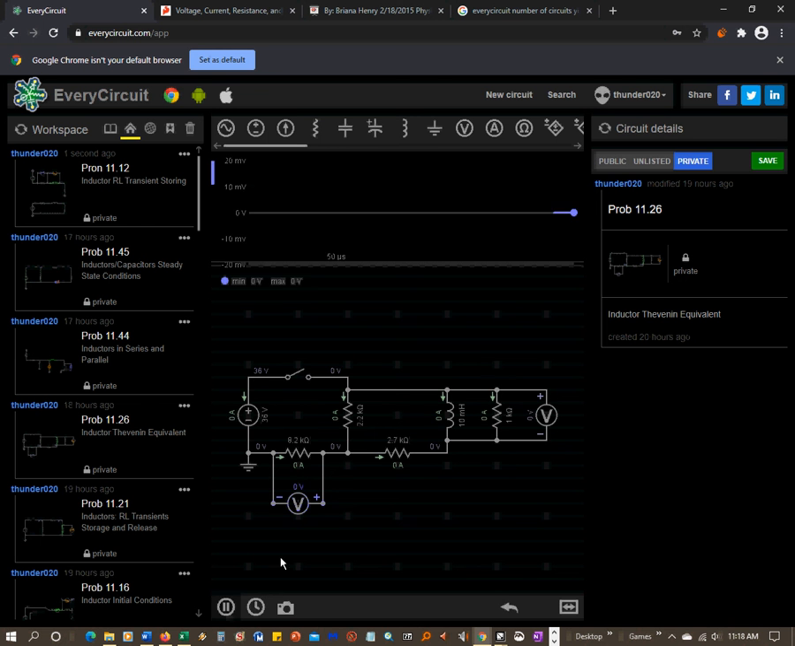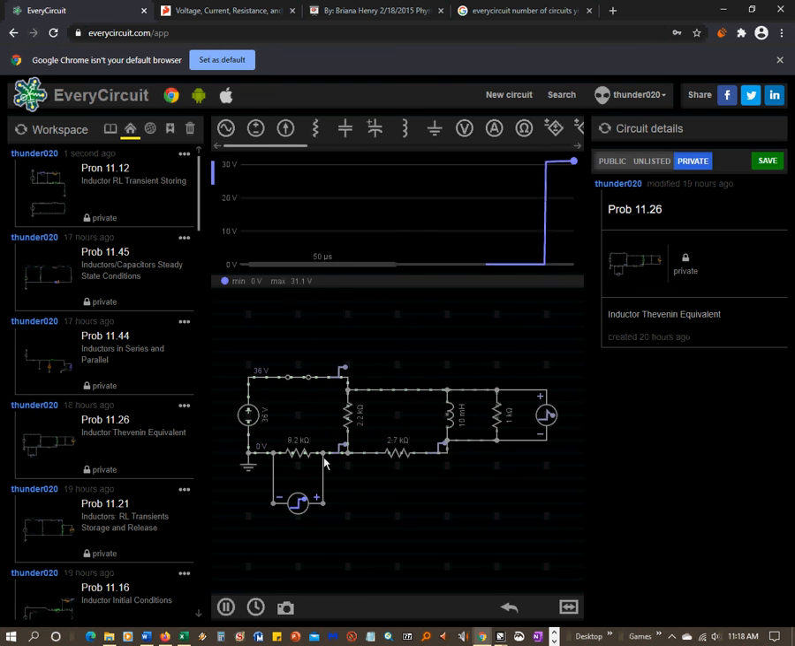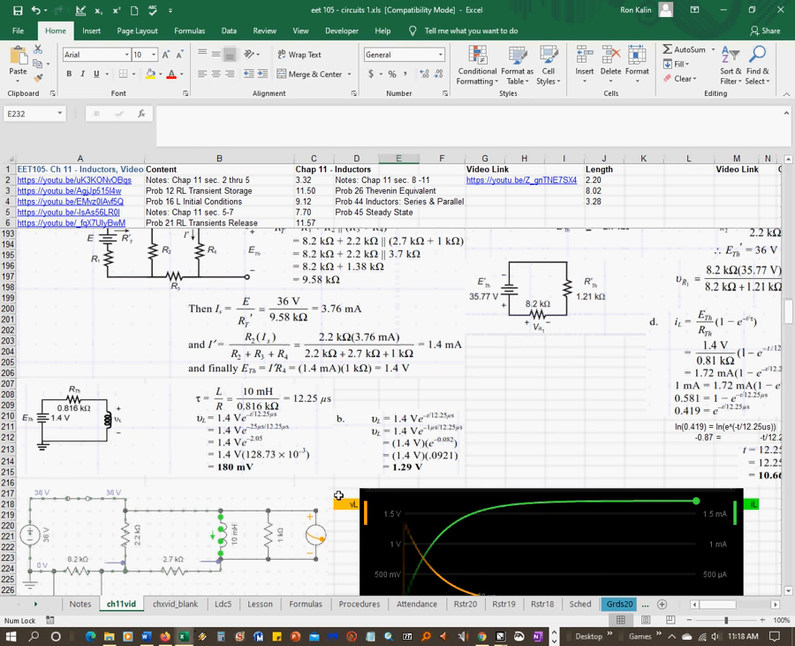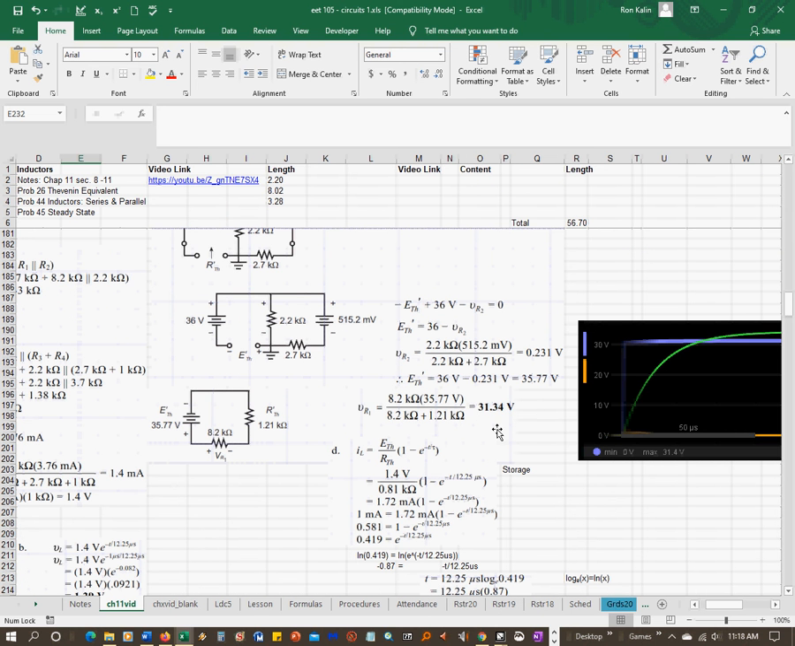And I could turn it on, turn the circuit on, and that's where the voltage ends up being 31.4 or so. And that should have been what we calculated. Yeah, here's what we calculated, 31.34.